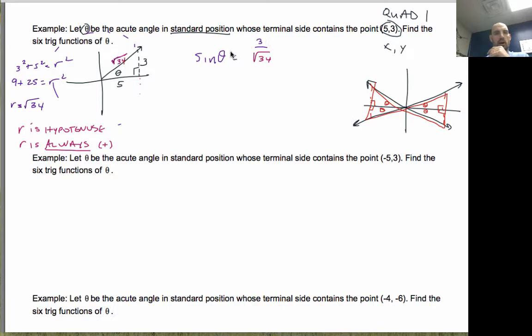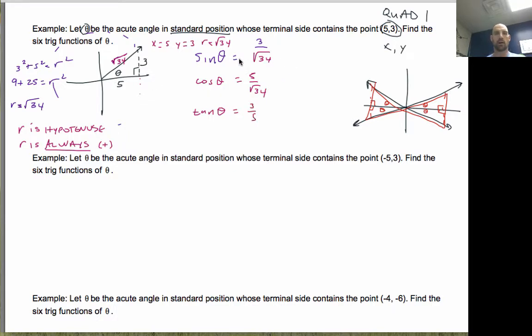And so what I like to do is, we see very quickly that we need all 3 sides to do the 6 ratios. So I like to do this: x equals 5, y equals 3, r equals root 34. And then when I do my cosine of theta, it's adjacent over hypotenuse, 5 over root 34. Tangent of theta is equal to 3 over 5.